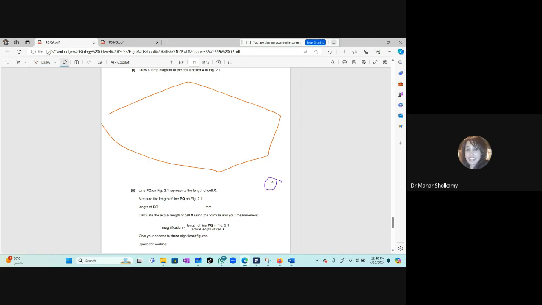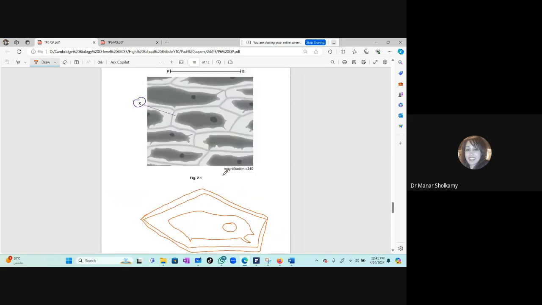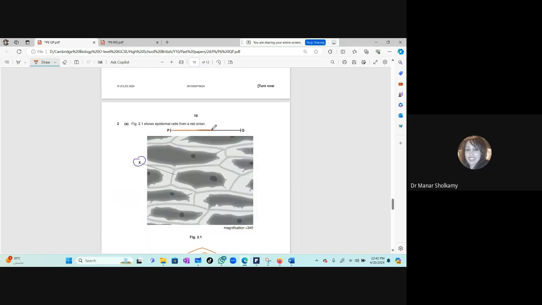Don't they give you all the space and then you do something that is this small? So 1 mark for size, 1 mark for outline, another mark for details. Don't do any shading, no broken lines. Line PQ represents the length. Measure the length, and the length here in millimeters. So you will measure this length. You will measure it in what, and how do you convert it to millimeters?